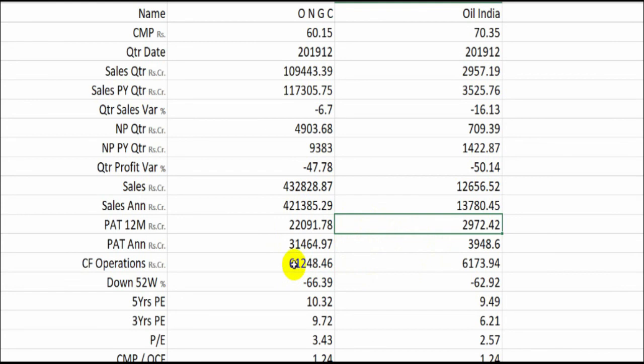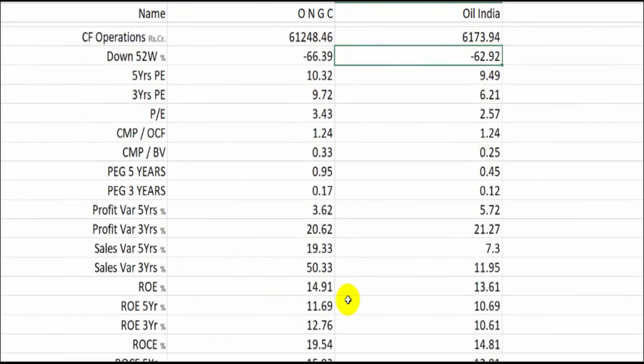The cash earned in 2019, that is cash from operations, was 6,12,000, almost double the profit of 3,14,000. Oil India also has earned almost double the cash compared to what it has shown as profit. Profit was 3,900 crores and the cash coming in was around 6,100 crores. Both of the stocks have fallen above 60% from the highest point they had reached in the last 1 year. From there, ONGC has fallen 66% and Oil India has fallen 62%.